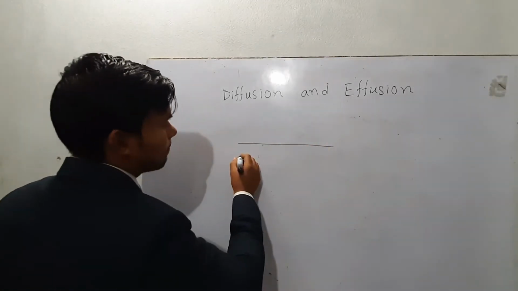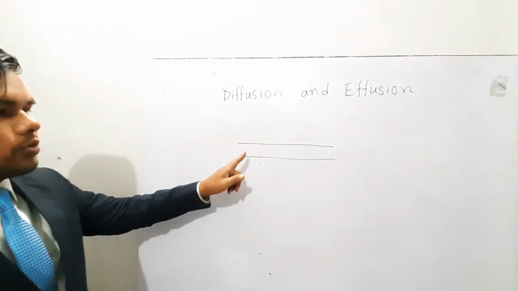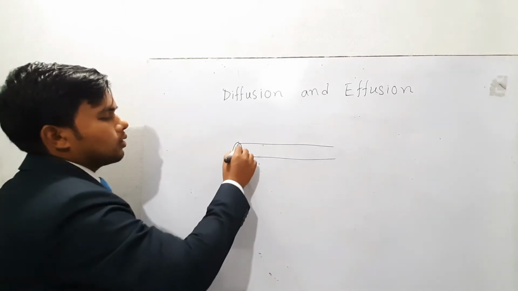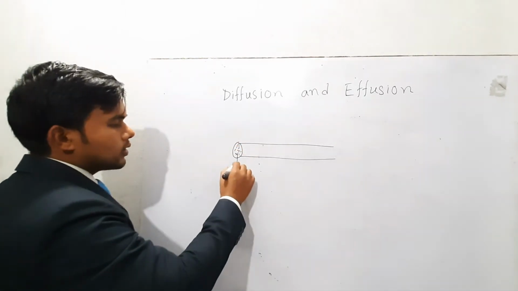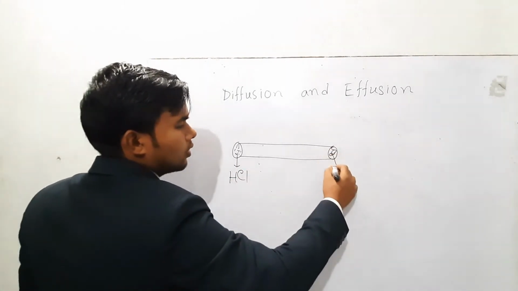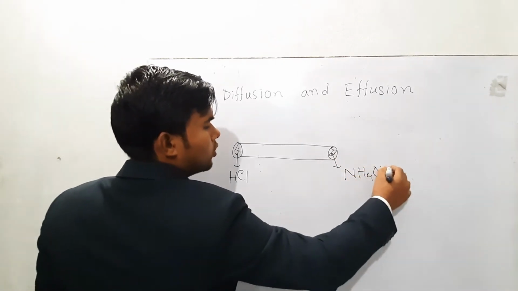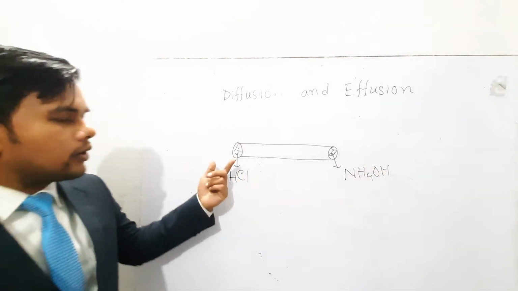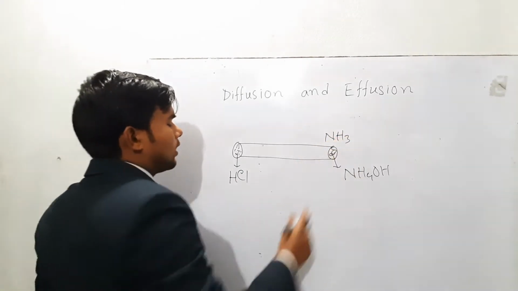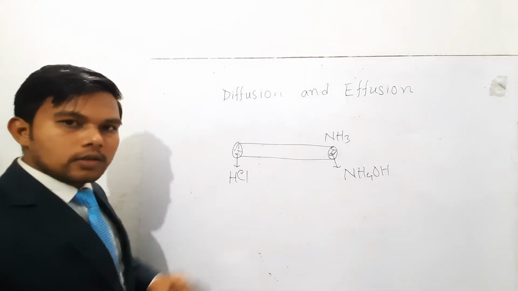Let us take a narrow glass test tube, which is transparent. Fill one end with cotton wet with hydrochloric acid solution, HCl, and the other end with cotton wet with ammonium hydroxide solution. We know hydrochloric acid solution will give hydrogen chloride gas and ammonium hydroxide solution will give ammonia gas. The hydrogen chloride gas and ammonia gas both will diffuse. They will travel, and where they meet there will be a reaction.